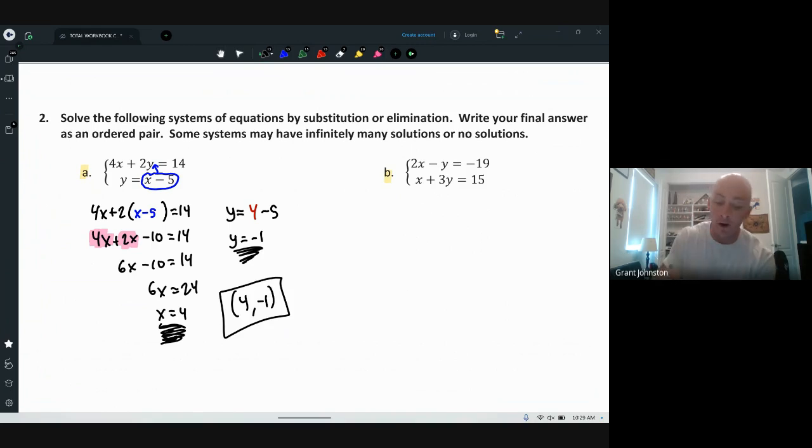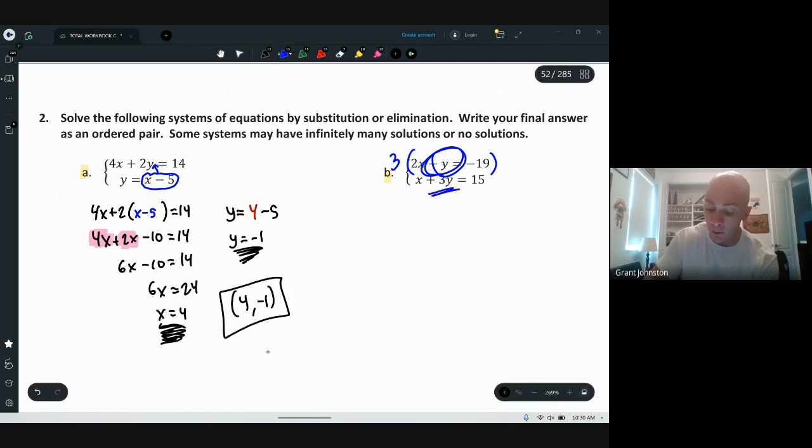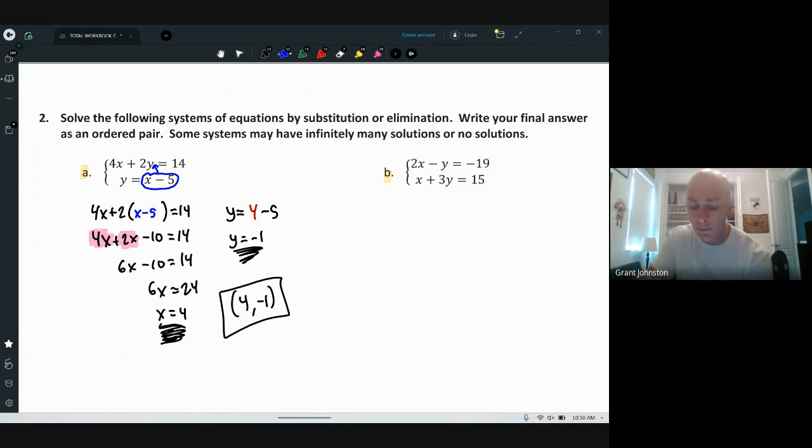So my choices are, now don't write this yet. I could multiply the second equation by negative 2. That would help me eliminate the x's. Or I could just multiply the first equation by 3, because then I would get a negative 3y here, and that would eliminate with this y as well. So those are a couple options I could do. But what do I want to do? I'm going to just multiply the first one by 3.